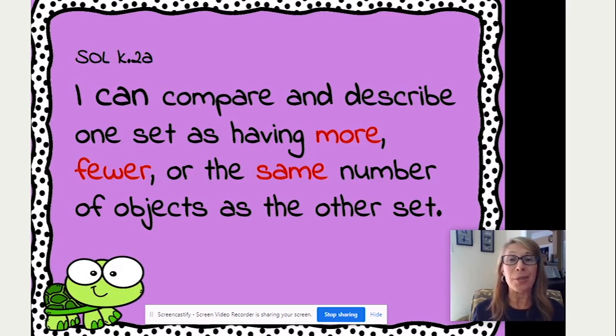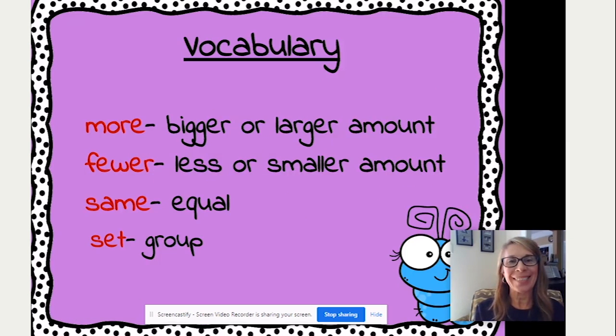We'll be comparing numbers today. Our I can statement says, I can compare and describe one set of having more, fewer, or the same number of objects as the other set. Are you ready to work with me today? Some of our vocabulary words that we'll be working with today are words like more, meaning bigger or a larger amount, fewer, meaning less or a smaller amount, same, meaning equal, and set, meaning group.